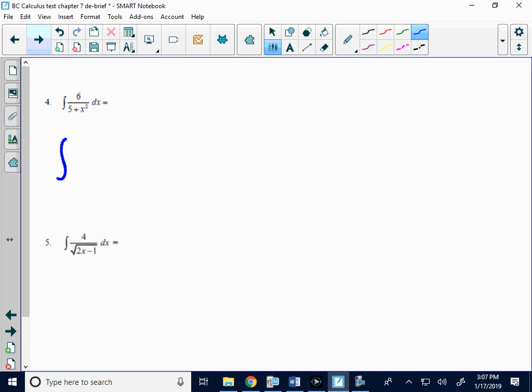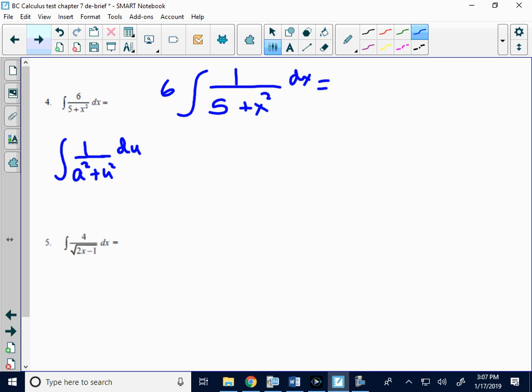Remember, the arctan rule looks like this, where we have 1 over a squared plus u squared. So I think of this as, I pull the 6 out, and I have 1 over 5 plus x squared dx. So the antiderivative, there's the 6. We have to have a on the bottom. This is a squared, so this would be the square root of 5. Arctangent of u, which is x, over a, which is square root of 5. So a little tricky.